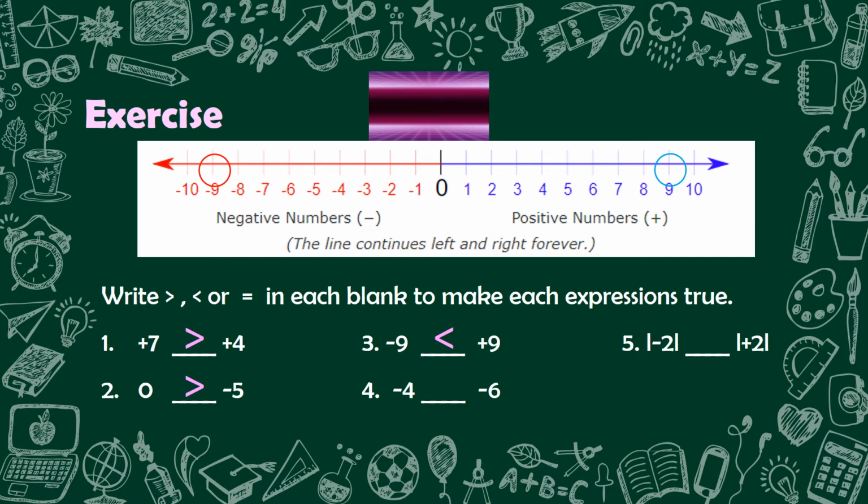And number 4, we have negative 4, blank negative 6. Very good. That is negative 4 is greater than negative 6. Laging tandaan, mas mababa ang number, mas mataas ang value. And last, number 5, the absolute value of negative 2 and positive 2. Very good. That is equal. Did you get a perfect score? Very good.